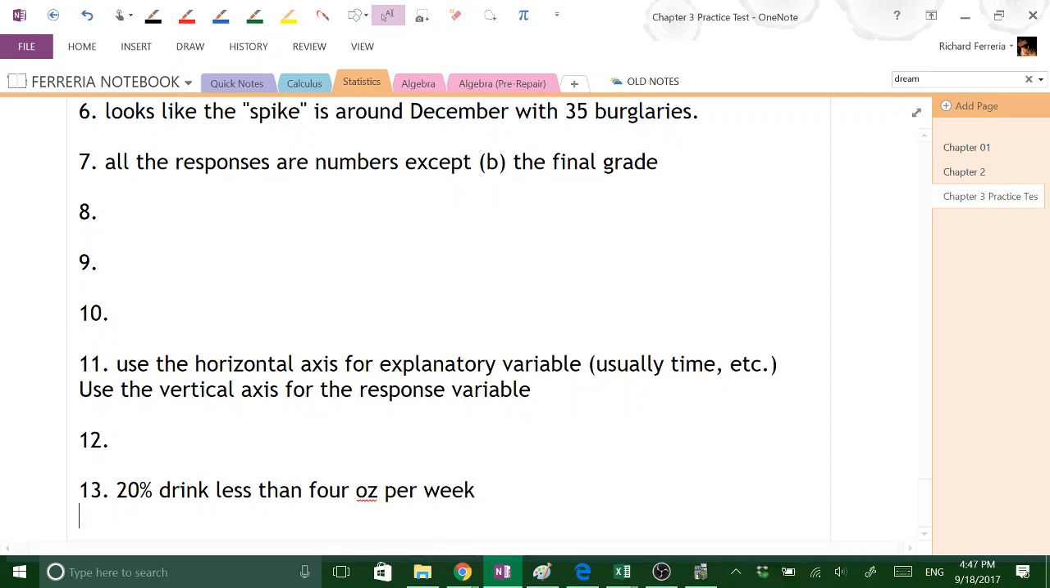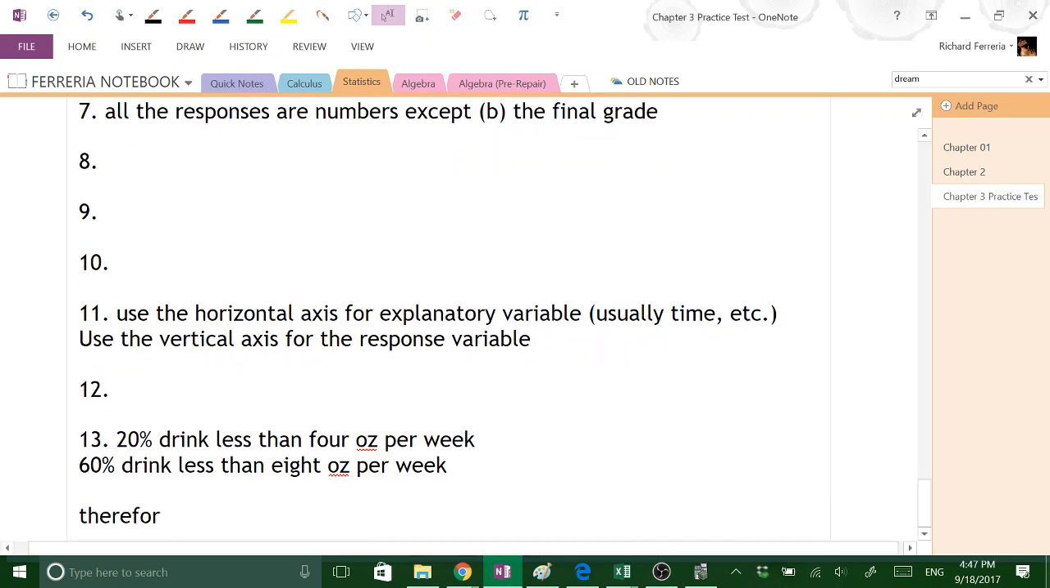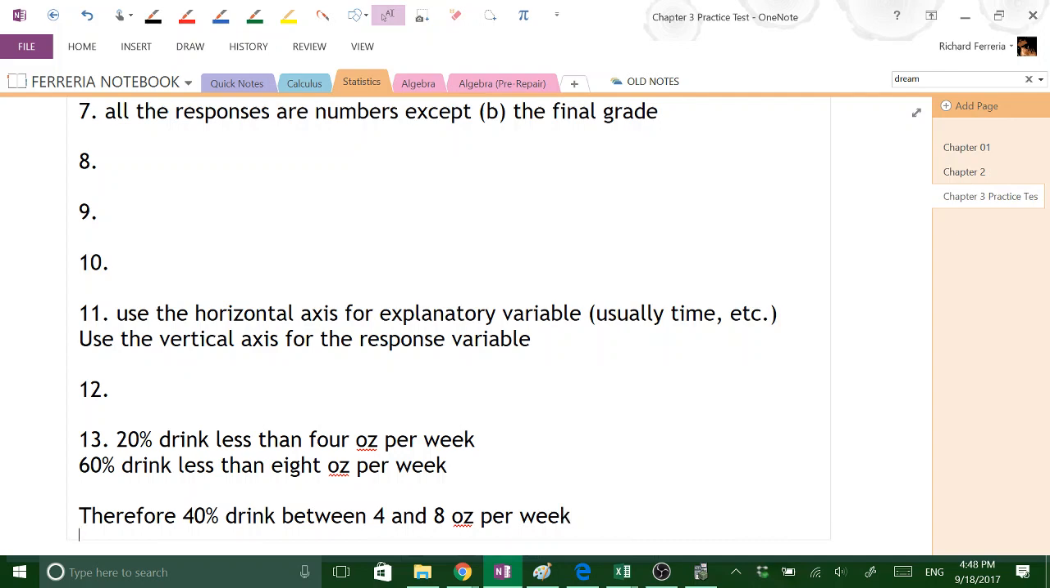Okay, how about less than 8 ounces a week? That's like 60%? So 60% drink less than 8 ounces a week? 60 minus 20, yeah. Therefore, what is that, 40%? Per week.